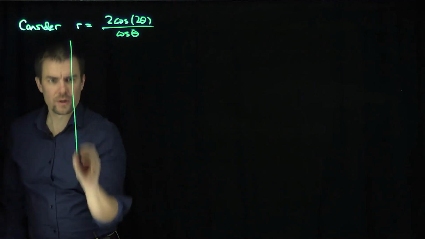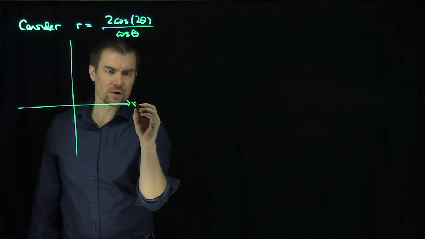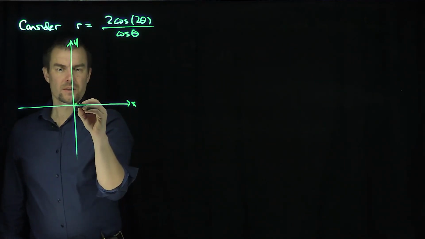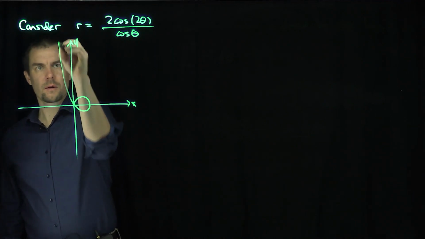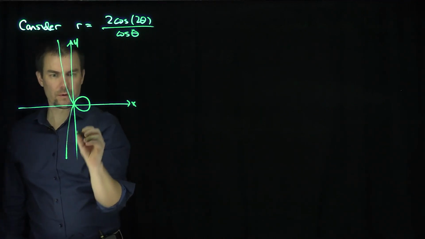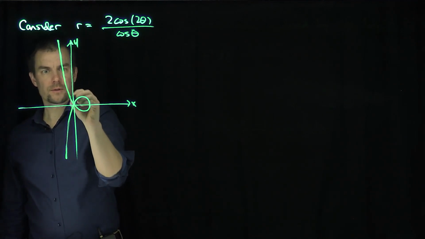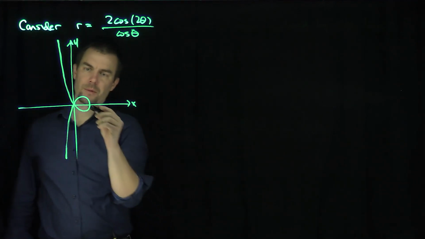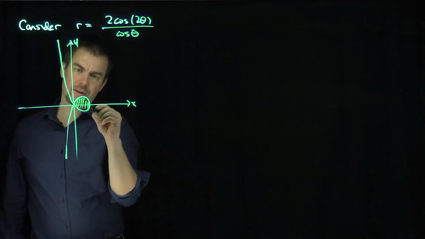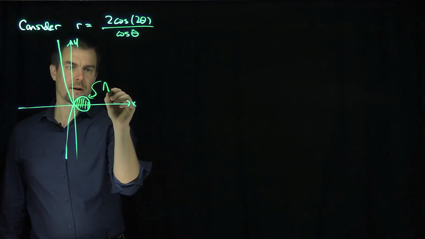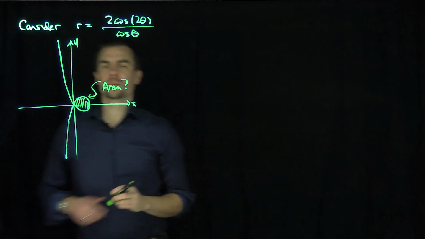If you plot this polar curve, you're going to get a shape that looks like this. There's going to be a loop over here and an asymptote over here in the second and third quadrants. So it looks like this ribbon. And I'd like to find the area inside this loop. So the question is, what's the area of that loop?